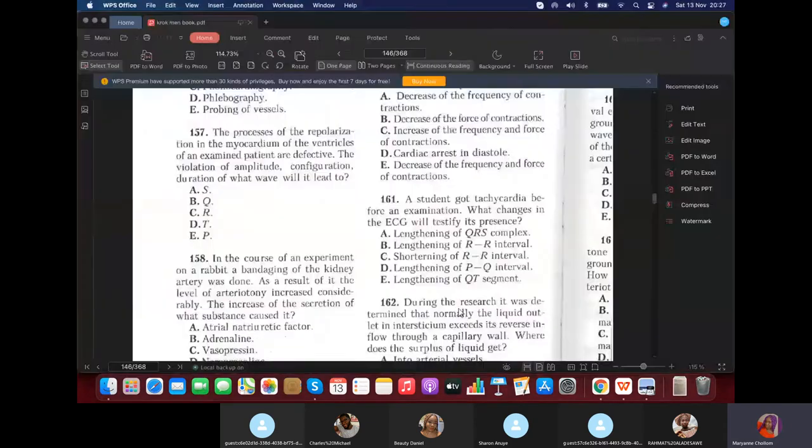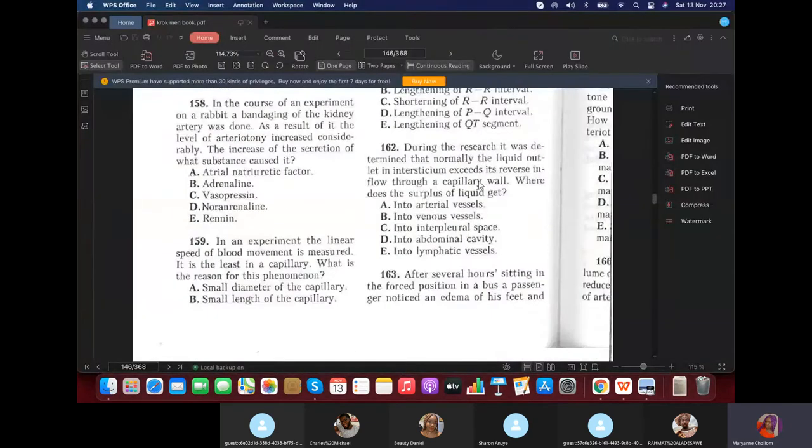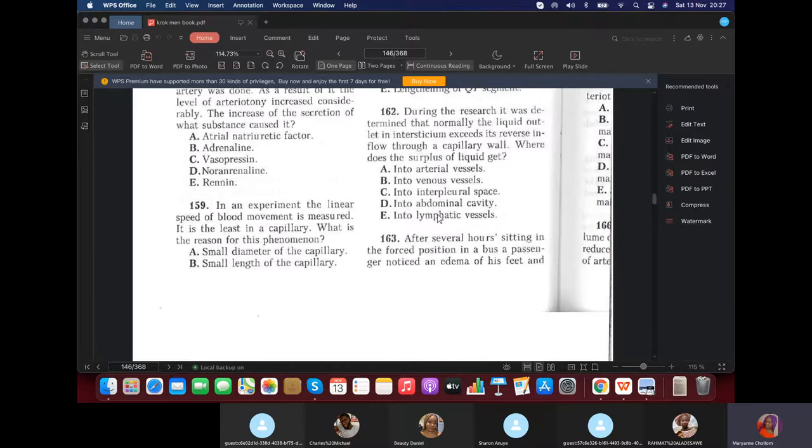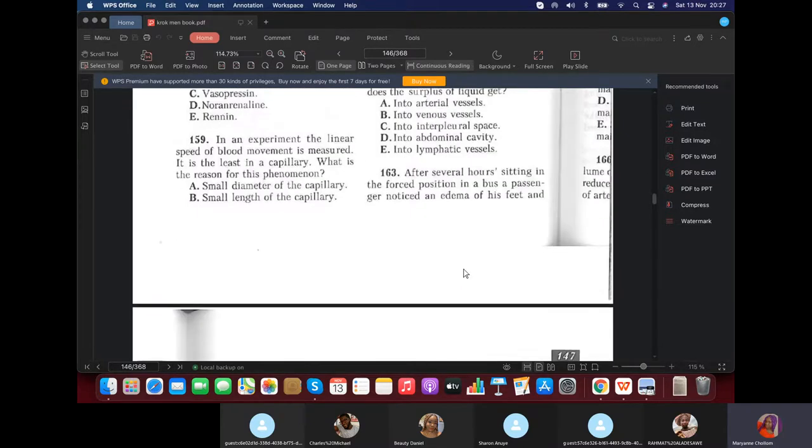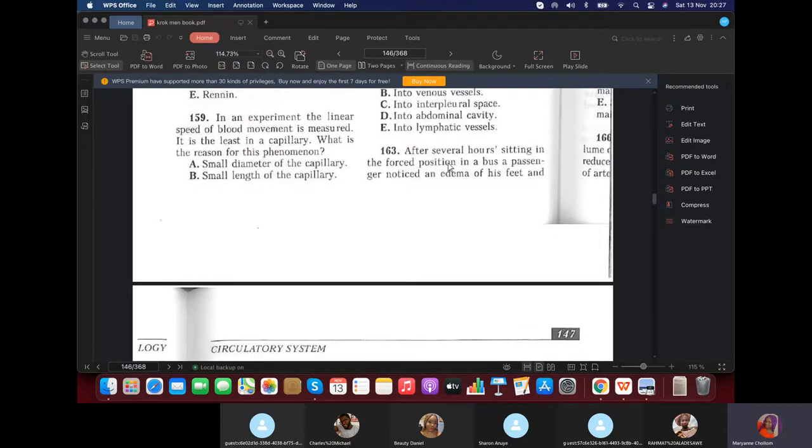During the research, it was determined that normally the liquid outlet in the interstitium. This question, I'm going to come back to it in the excretory system video. It's the same reason why I skipped that question 121 in the last lecture. I'll come back to it in the excretory system.